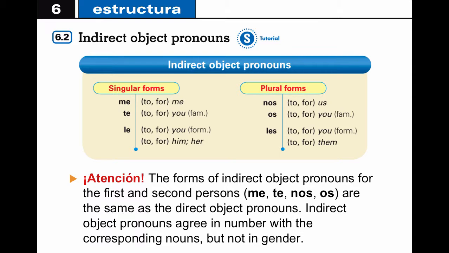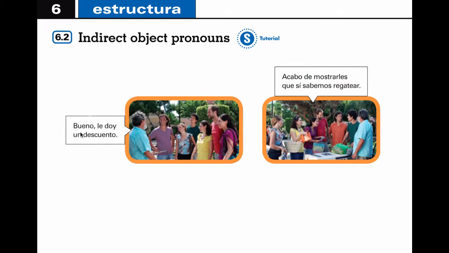Indirect object pronouns agree in number with the corresponding nouns, but not in gender. So this isn't like an adjective where we have to describe if a man is tall, he is alto, or if a woman is short, ella es baja. We won't change anything based on the gender here, just based on the number. The pronoun will agree to the number of corresponding nouns. So is it singular? Is it plural? Bueno, le doy un descuento. So you're saying, okay, I'll give you a discount, or I'll give him a discount.